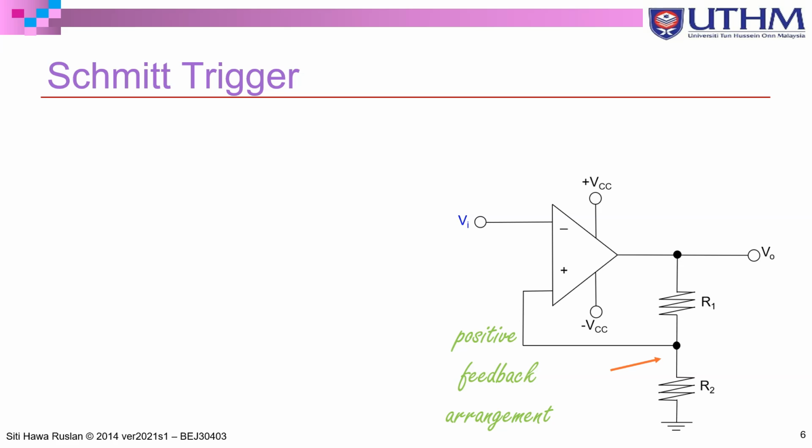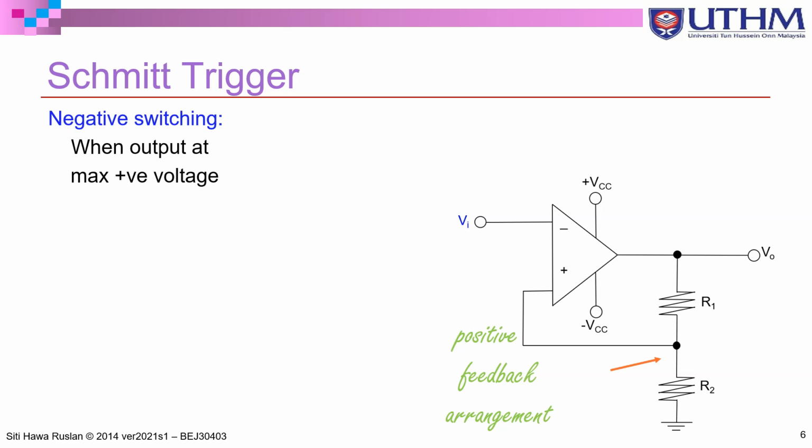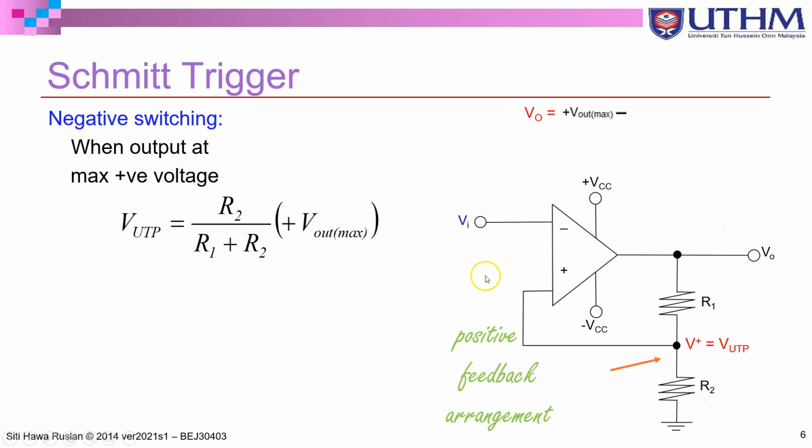This is a positive feedback arrangement. So we look at the negative switching first. When the output is at the positive maximum output voltage, it is plus VCC, or we call it plus V out max, your V plus will be V upper threshold point, and we can determine the upper threshold point, which is the voltage across R2, using a voltage divider, which is VO multiplied with R2 over the total resistance. So we call this V upper threshold point.